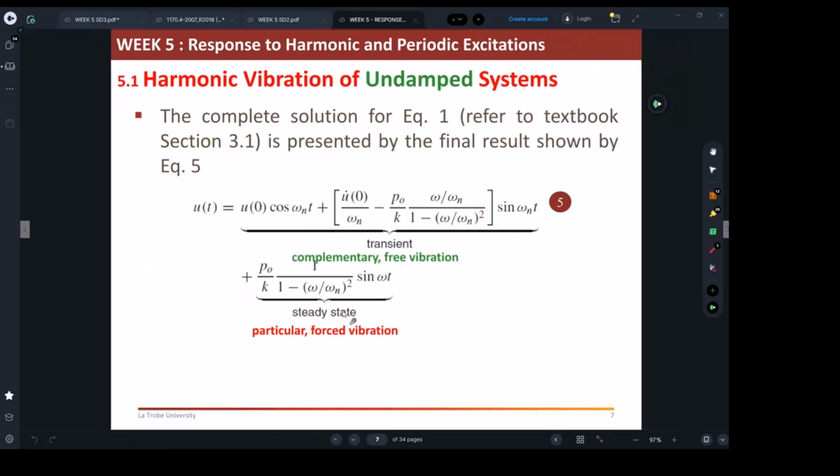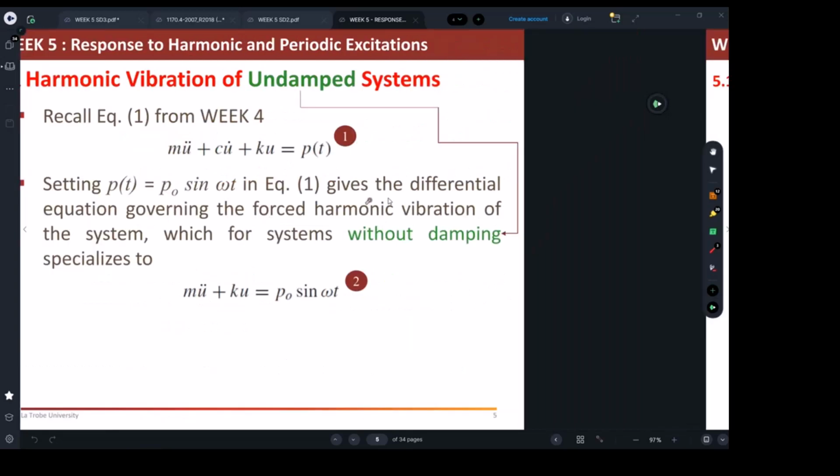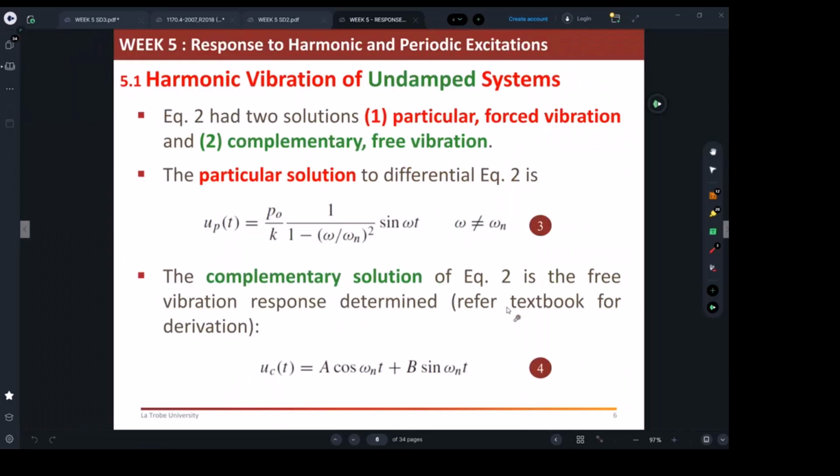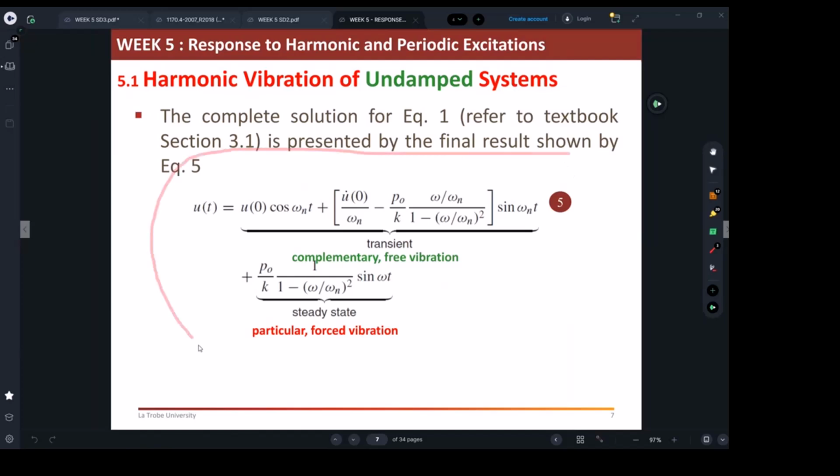Now, if we solve the equation that we started with and use the harmonic motion, we're going to have this very general solution, a very long equation. The first component of it will give you the complementary free vibration, which was the second solution I showed you before. And this one here will give you the particular solution, which I'm going to come to next.